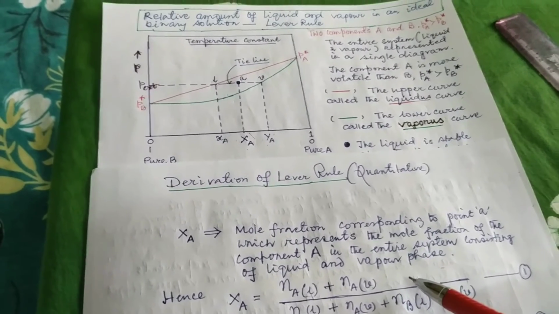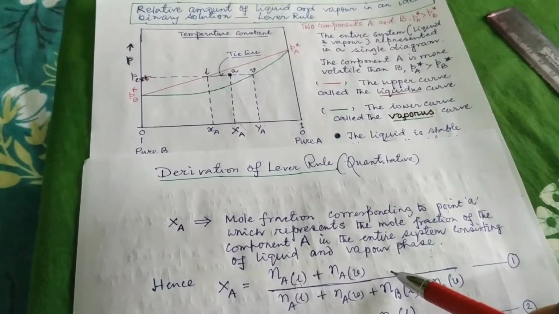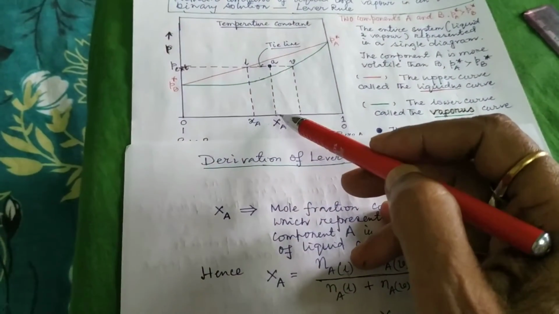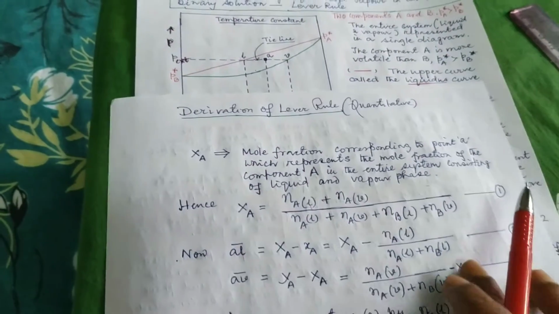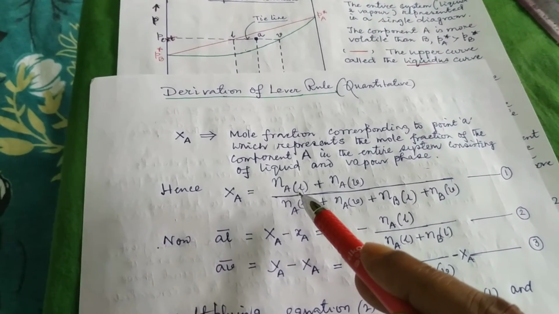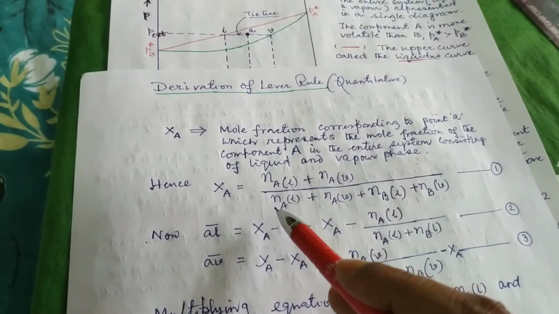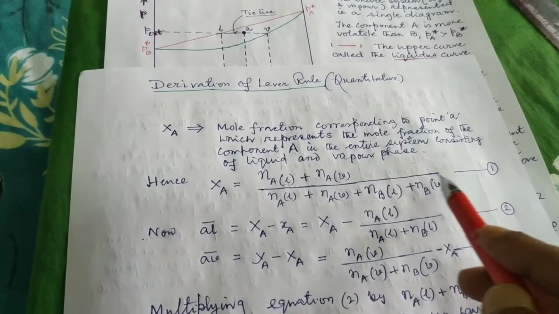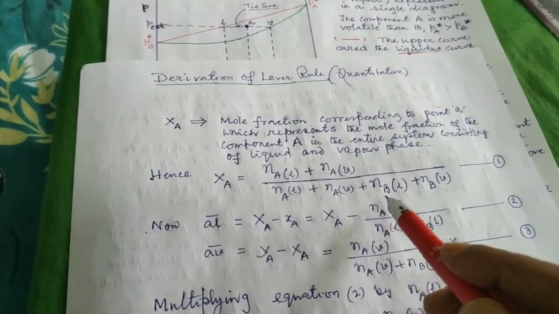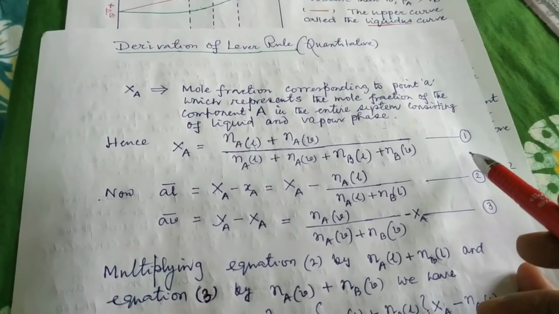So we have to consider the number of moles of both the constituents A and B, both in liquid and vapor phase. So what is the value of XA? Since it is the mole fraction of the entire system, we have XA equals number of moles of A in the liquid phase plus number of moles of A in the vapor phase, divided by the total number of moles: the number of moles of A in the liquid phase plus number of moles of A in the vapor phase plus number of moles of B in the liquid phase plus number of moles of B in the vapor phase. So this is equation number 1.